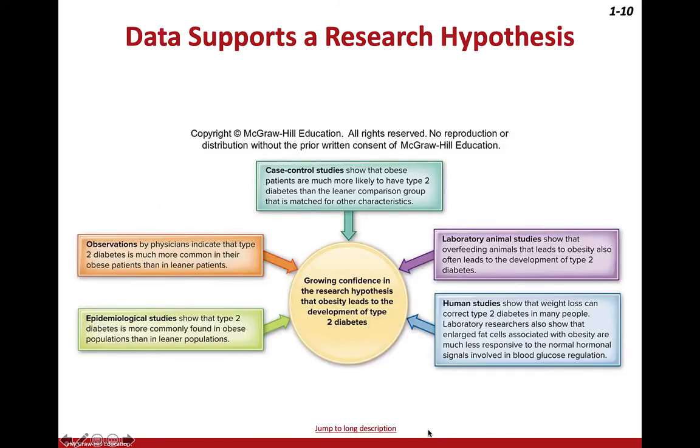Now, here is a potential hypothesis, basically that obesity leads to the development of type 2 diabetes. And notice what's funneling in. There's evidence from all the study designs that are out there. So there's case control studies, lab animal studies, human studies, epidemiological studies, and observations. So all of these seem to add to what we know and confirm the hypothesis that obesity will lead to type 2 diabetes.